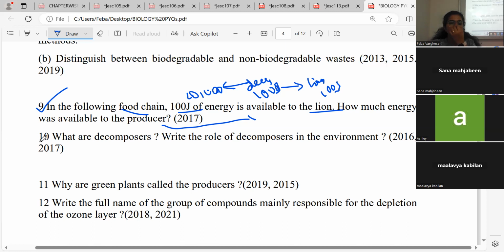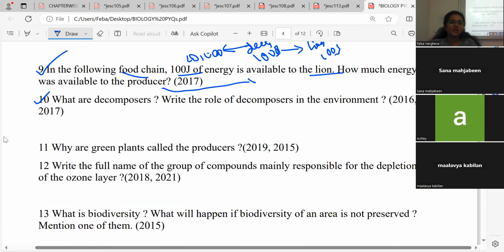Now, what are decomposers? The role of decomposers in the environment. What if decomposers are not there in the environment? All the toxic materials will remain in the ecosystem, they'll persist, and that's going to cause the spread of diseases. They'll turn toxic, and it's going to create a filthy environment, and it's not at all going to be aesthetic. All those kinds of things you can write.